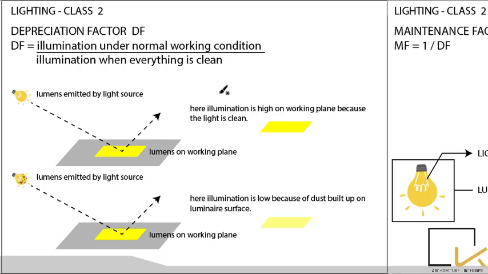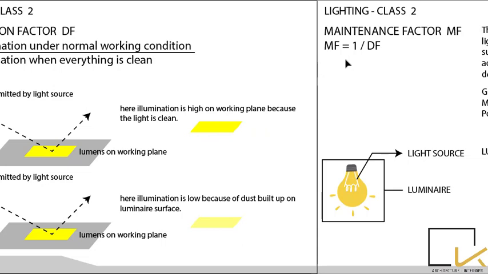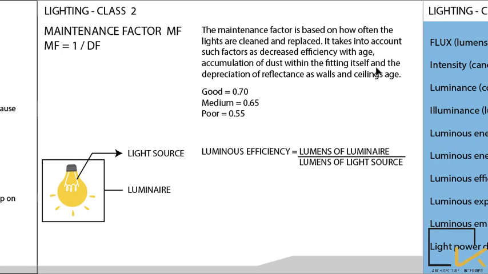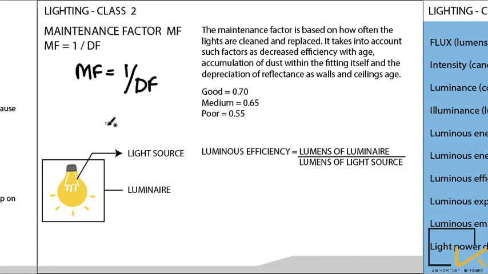So we saw two terms, utilization factor and depreciation factor. So the next term is maintenance factor. Maintenance factor is nothing but the reciprocal of depreciation factor. MF is equal to 1 by DF. We saw the formula for DF, so its reciprocal is maintenance factor. The maintenance factor is based on how often the light is cleaned or replaced. So this directly depends on this paragraph.